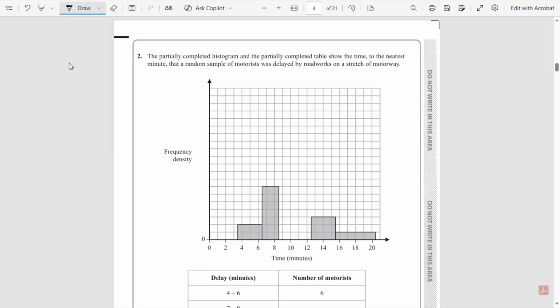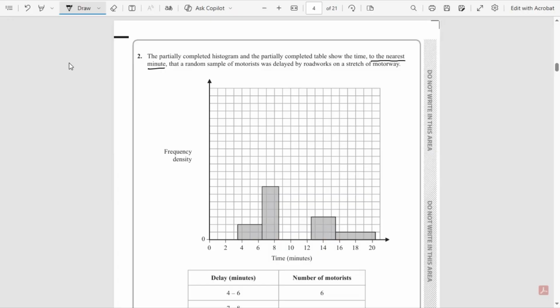Hi everyone. So in this video, we're going to work through a Year 12 stats question from the AS sample paper. Now, this question is all about histograms. So the partially completed histogram and the partially completed table show the time to the nearest minute. Now, that bit of information there may be key to this question. To the nearest minute that a random sample of motorists was delayed by roadworks on a stretch of motorway.